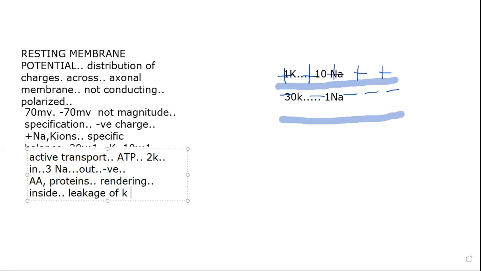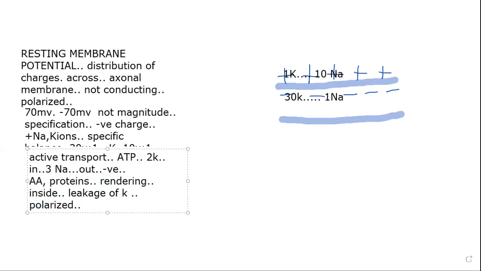Now overall, more charges are moving outside, and more charges will be present on the outside as compared to the inside. Therefore, the inside and outside are going to be differentially polarized. It is going to have a different charge, and this is a situation in which a neuron is said to be in a polarized state.